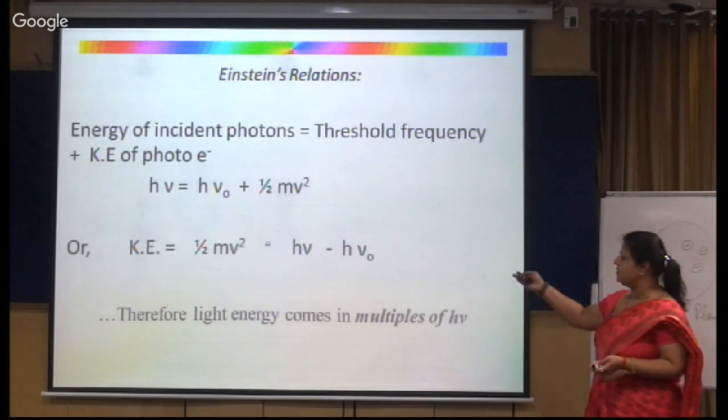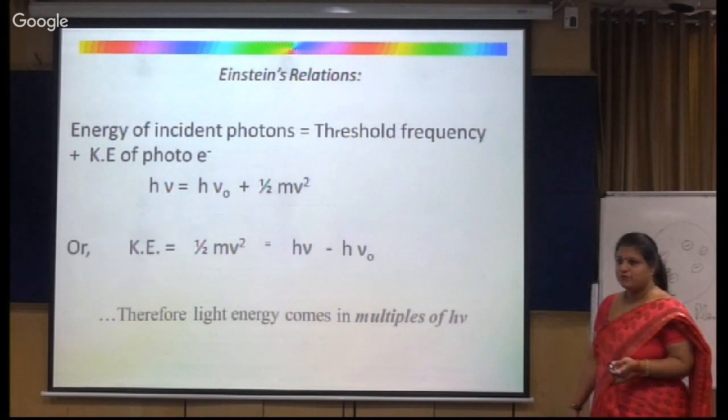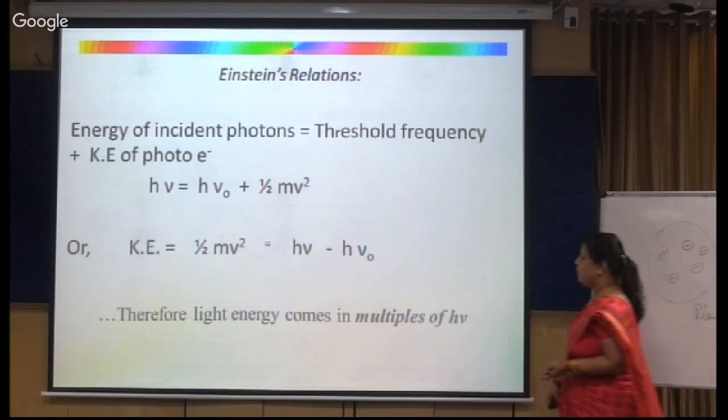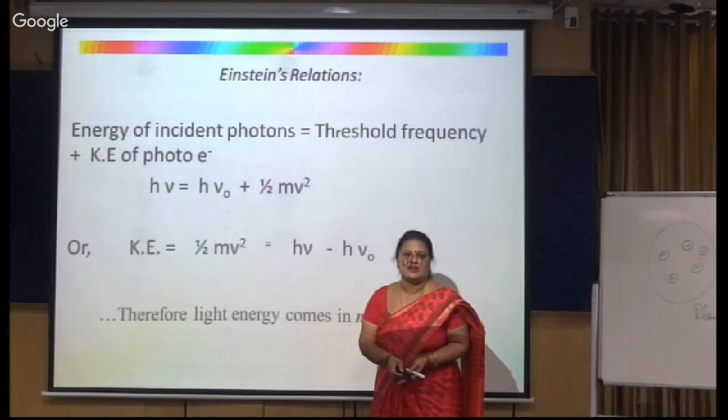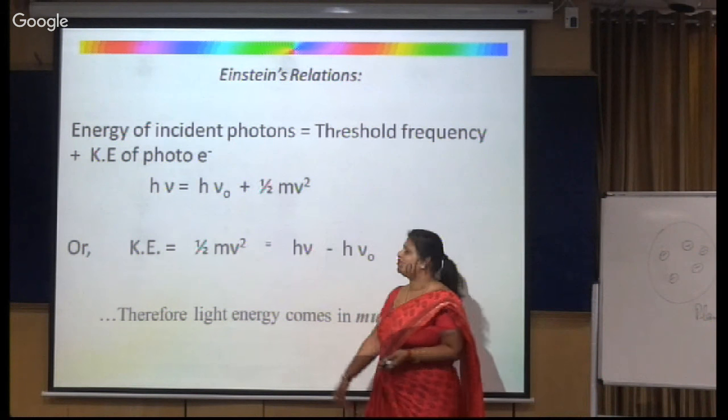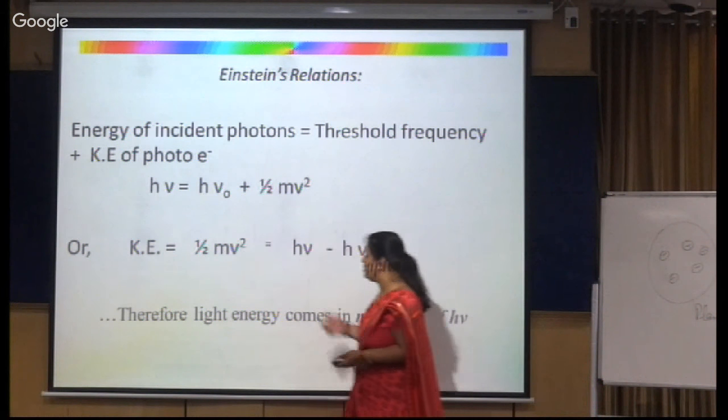And so he gave this mathematical relationship. For the photoelectron, you can calculate any parameter using this equation. If you want to calculate the kinetic energy of the photoelectrons, you can use this equation.